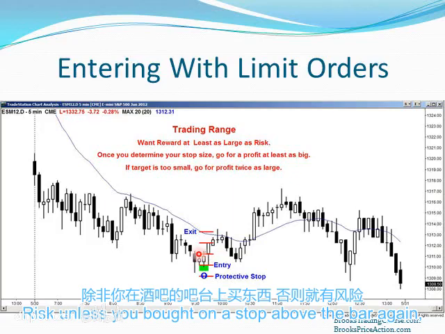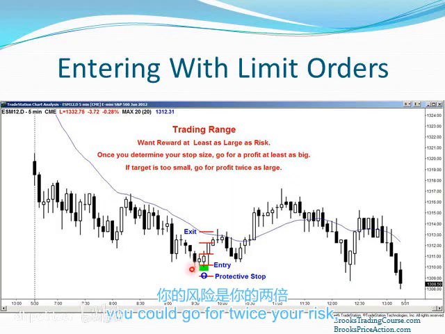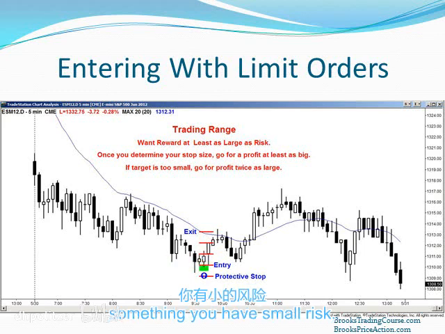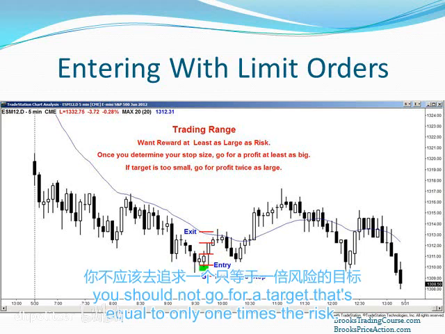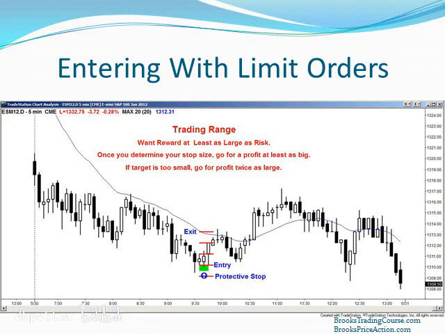risk. Let's say you bought on a stop above the bar. Again, you could go for twice your risk. So when you have small risk, you should not go for a target that's equal to only 1 times the risk. You should go for a bigger target.